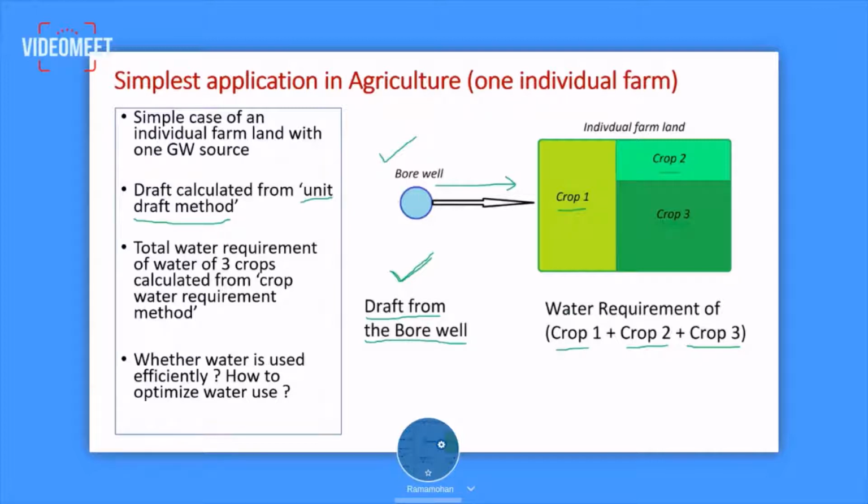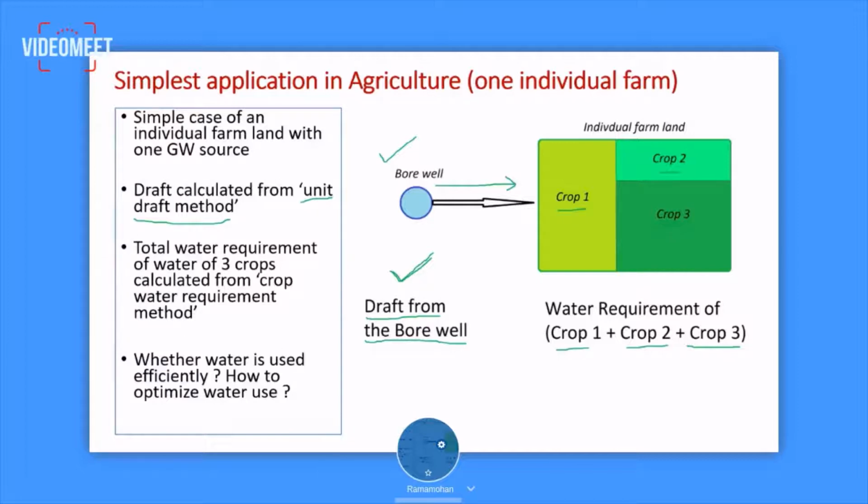But there we did not compare these two. We only saw them as alternatives. We were using the crop water requirement method for basic calculations of extraction for irrigation purposes, and then we also introduced the unit draft method as an alternative, as an optional method. But here I am now trying to compare these two. That's where these auditing principles come in.